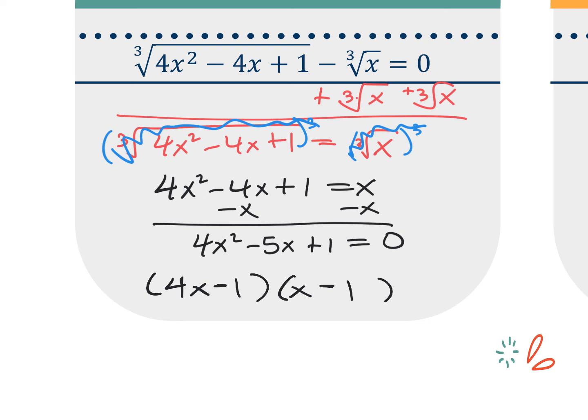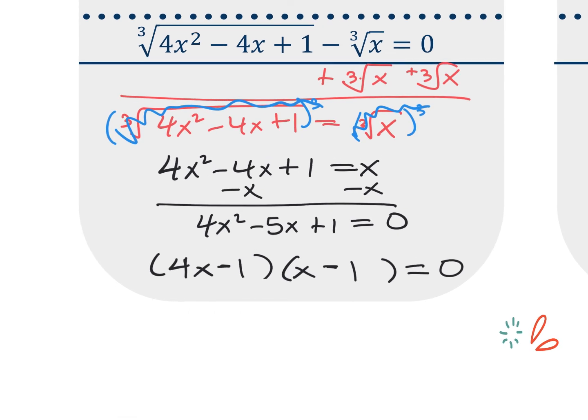So if I do a quick FOIL here and just check outer and inner, I get negative 4x. Inside gives me negative x. And when I add them, it's the negative 5x. So I did guess and test well. You can also do grouping here. Again, whatever you're comfortable doing. So now again, set each one equal to 0.